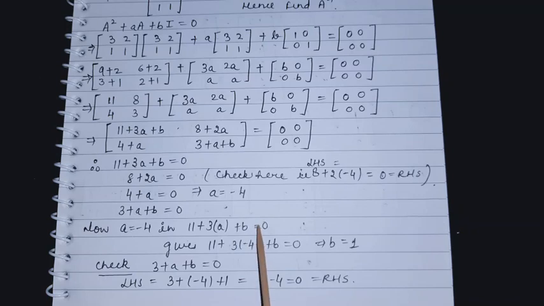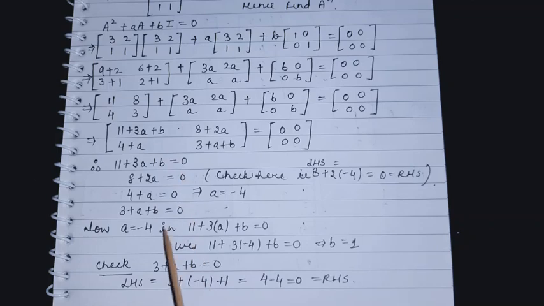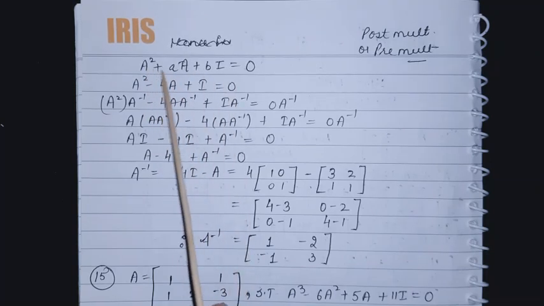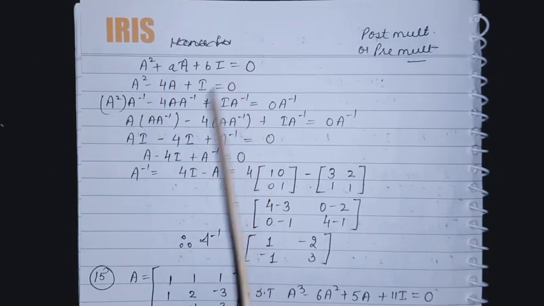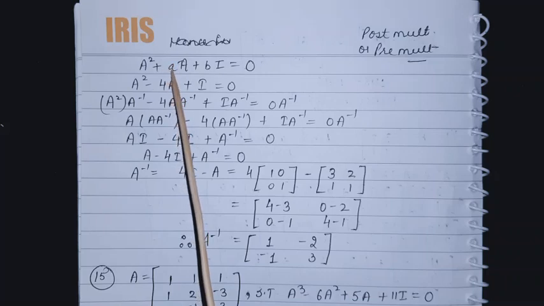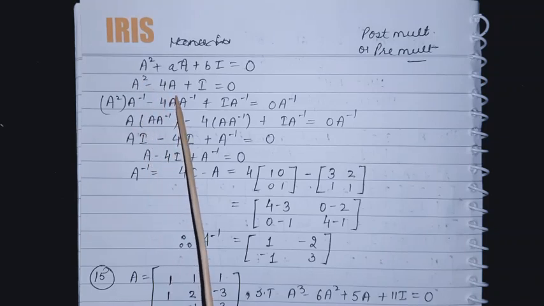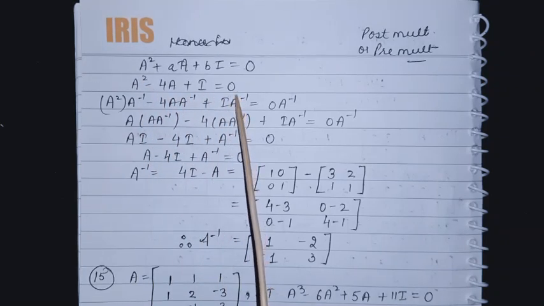So in such type of questions, it is very important that whenever you calculate a and b, at the same time you should also check them, because those values should satisfy all the relations you are getting from your matrix. Now further, this was the equation given to us. We have already calculated the values of a and b. So let's replace these two values in this equation. So we will get A square minus 4A plus I equals 0.